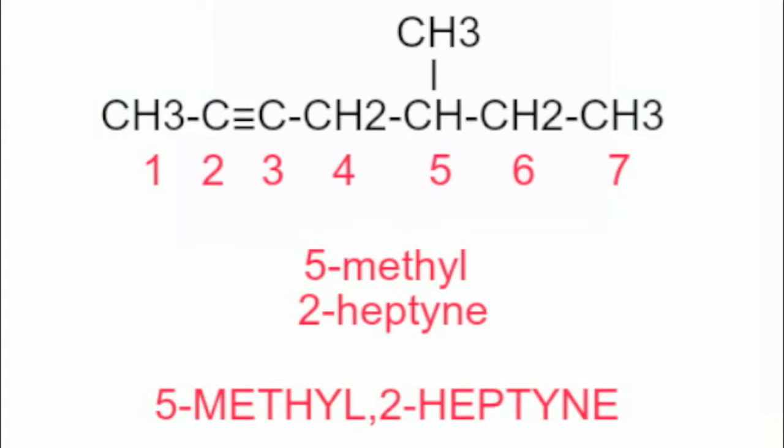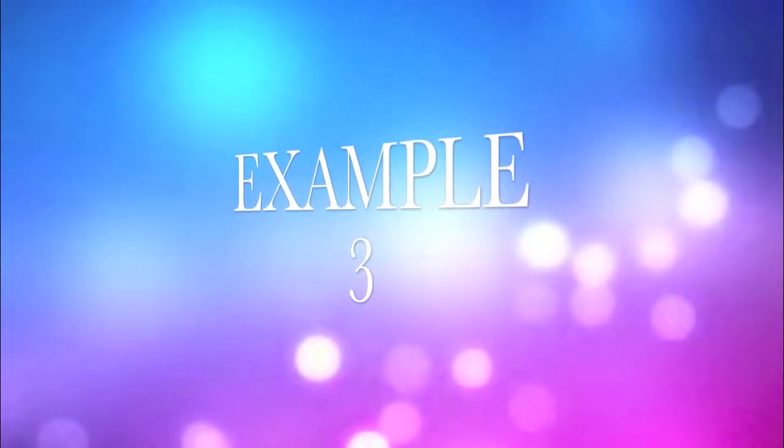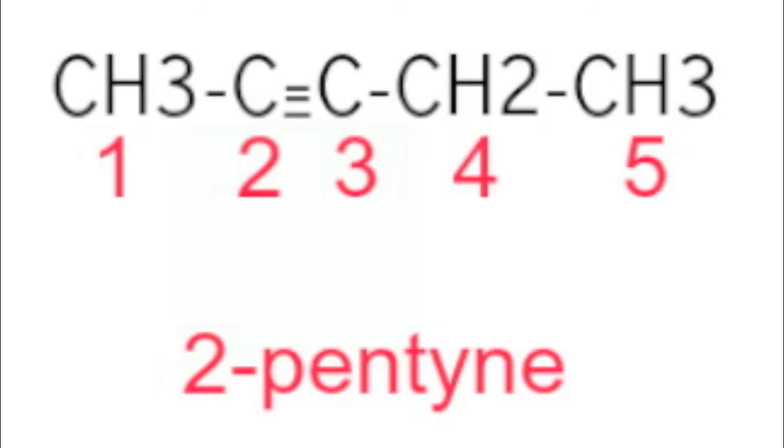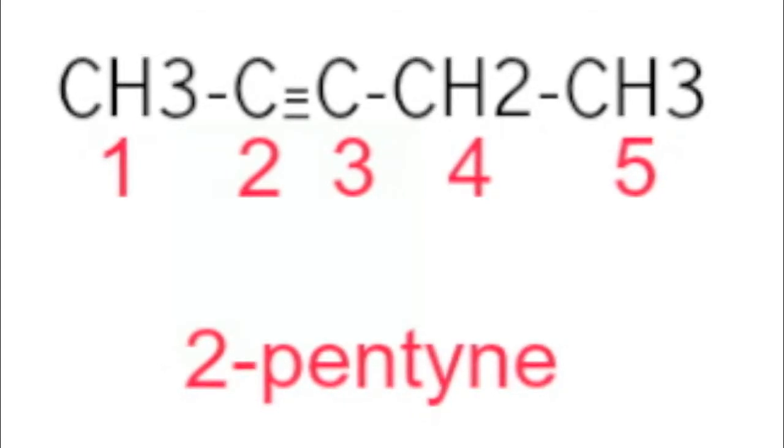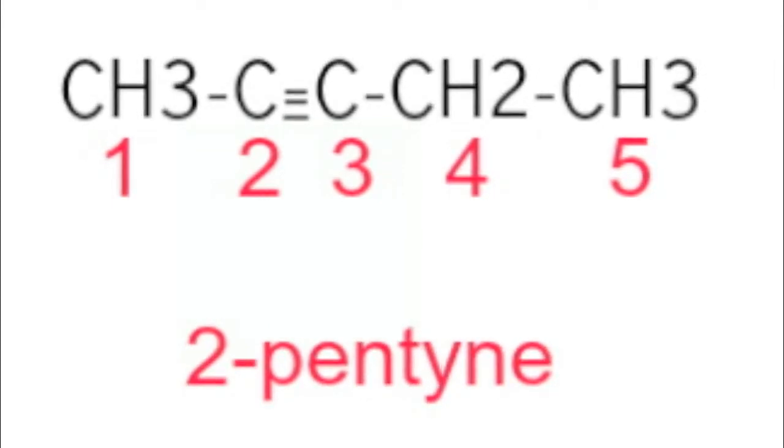Then you have to write the position of the triple bond, 2. And then the prefix for the number of carbons, hept, and the suffix -yne. Therefore, this compound is 5-methyl-2-heptyne. Example 3. We number the hydrocarbon, leaving the triple bond in the smallest number. Then we write the position of the triple bond, 2, the prefix for the number of carbons, 5, pent, and the suffix -yne for alkynes. Therefore, the name for this compound is 2-pentyne.